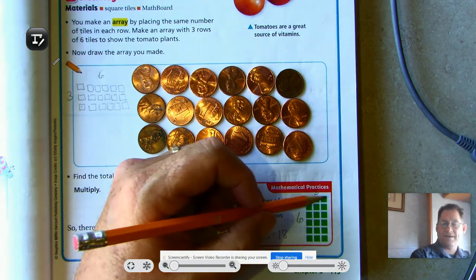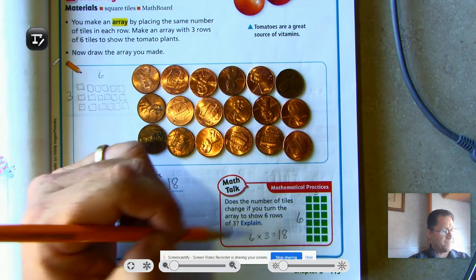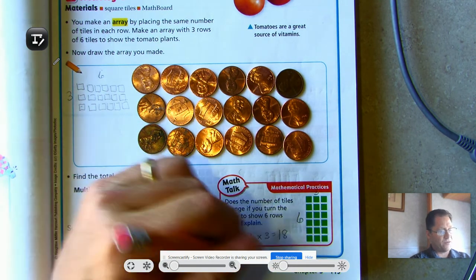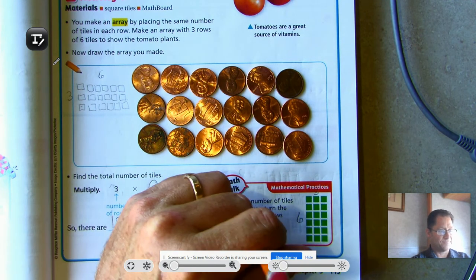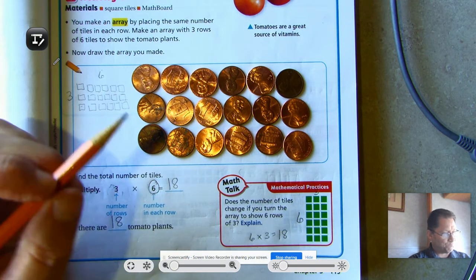I didn't add one, and I didn't take any away. All they did was turn it. So this is the idea of the commutative property of multiplication. It doesn't matter in which order we multiply our factors, we'll get the same answer.